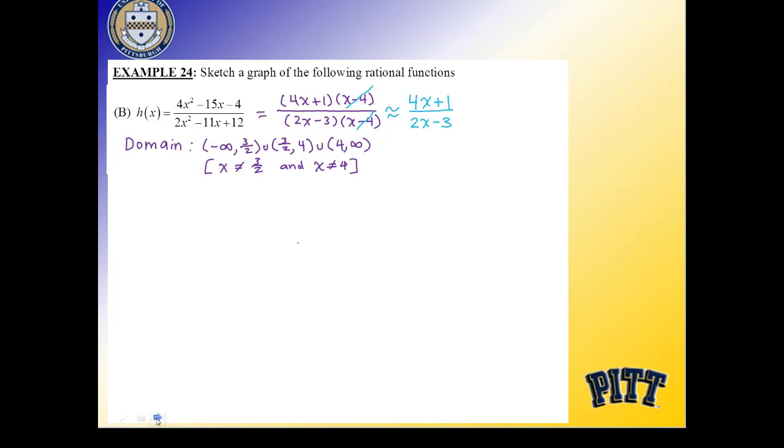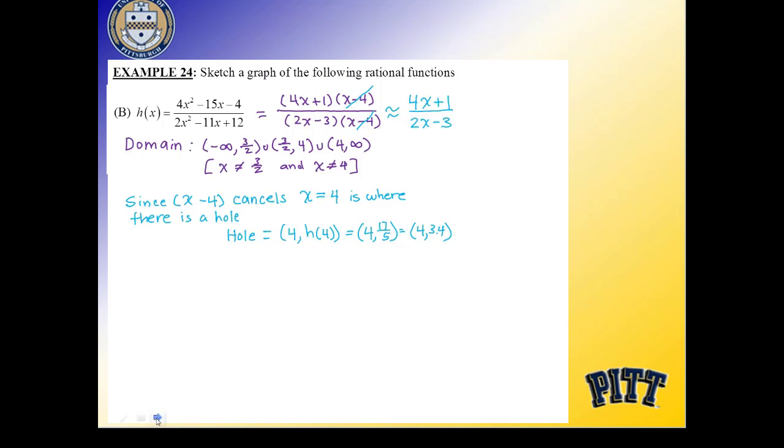It would only be when you look at the table of values that you would notice a difference, because if I look through the table of x versus y values, at x equals 4, if I had the function as h of x written right there, I would see an indication it's undefined there. Whereas if I had y equals 4x plus 1 over 2x minus 3, at x equals 4, I would see a number there, and of course that number would be the y coordinate of our hole here. So since the x minus 4 cancels, x equals 4 is where there is a hole. So the hole's going to be at 4, comma, h of 4.